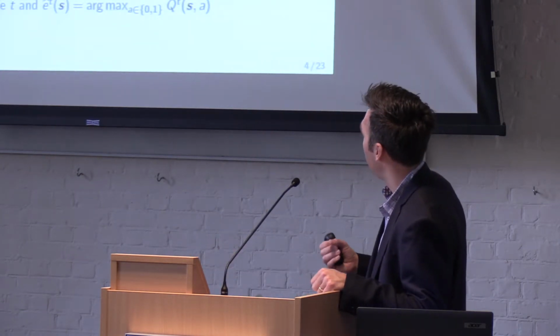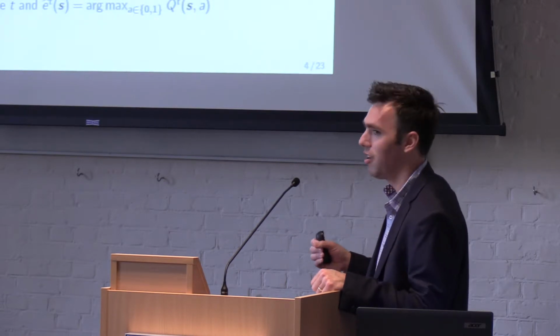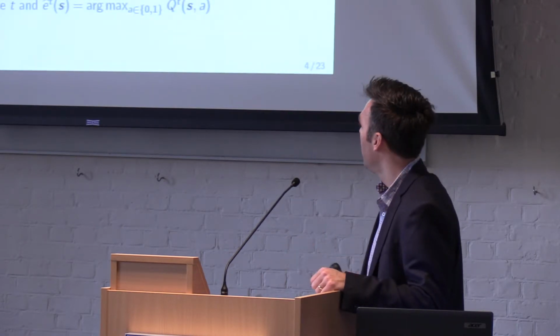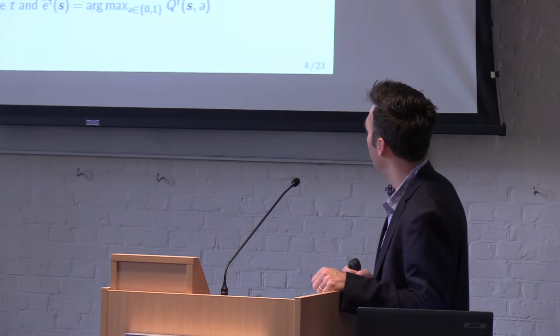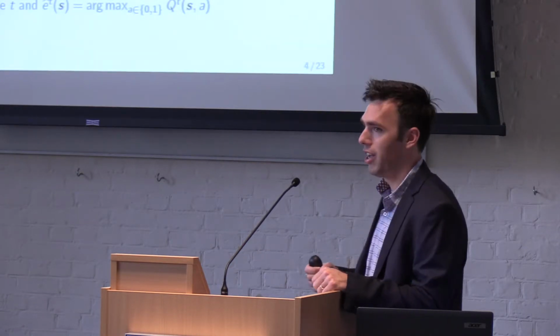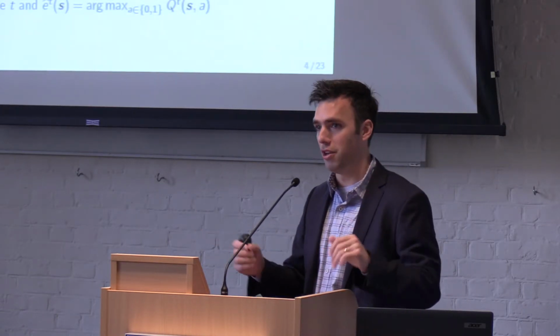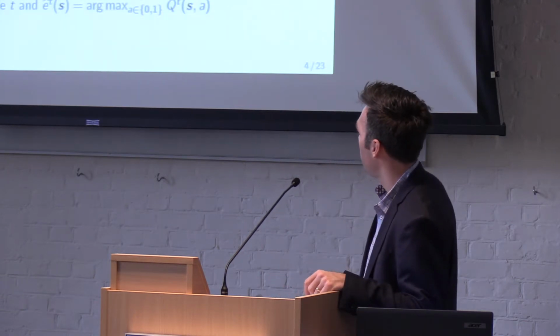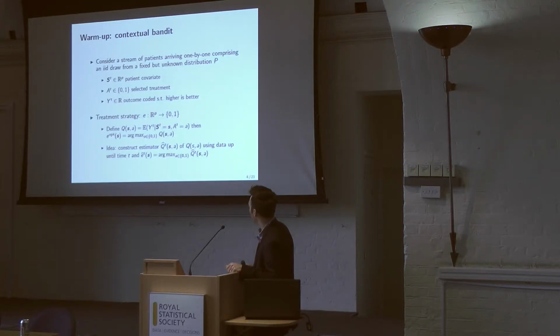So again, S_t would be patient covariates. We'll assume that we just have a binary treatment, so 0 or 1. And Y_t is the outcome, and it's a scalar, and it's coded so that higher is better. So here the utility is just the identity function. Okay, and a treatment strategy in this context, π, would be a map from the space of covariates to the space of actions, so from R^p to {0, 1}. And just as in Rob's talk, we'll define Q(S, A) to be the expectation of Y given the state and action, so that π_opt is the argmax of the Q function.